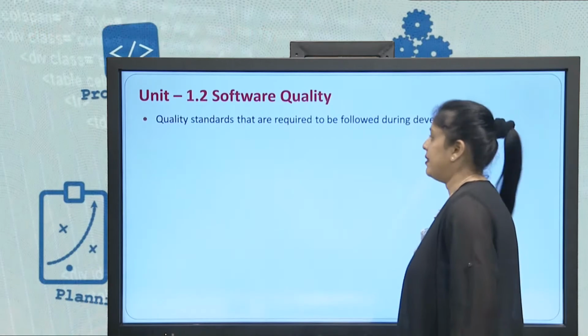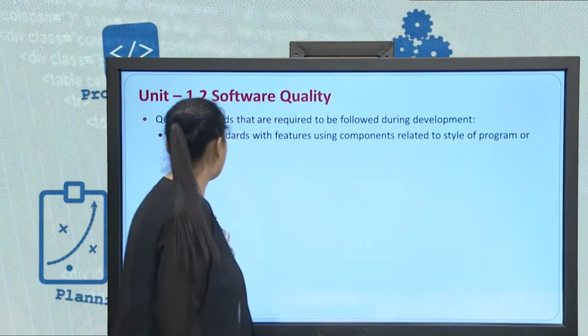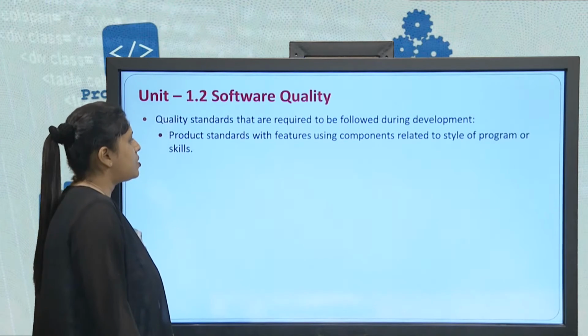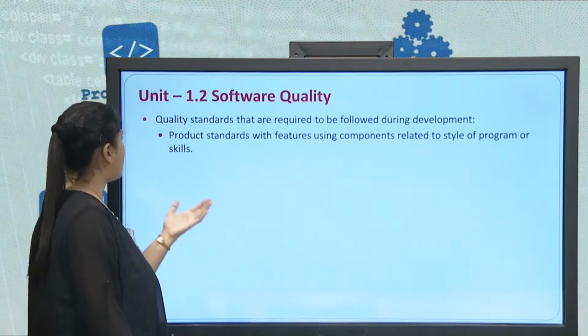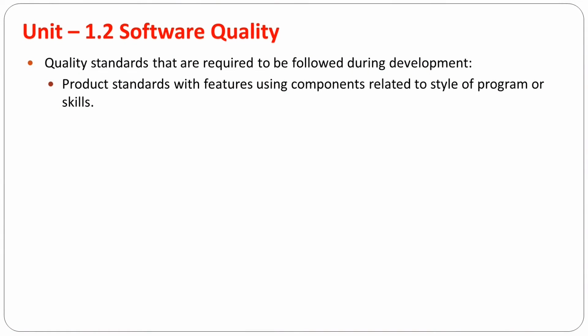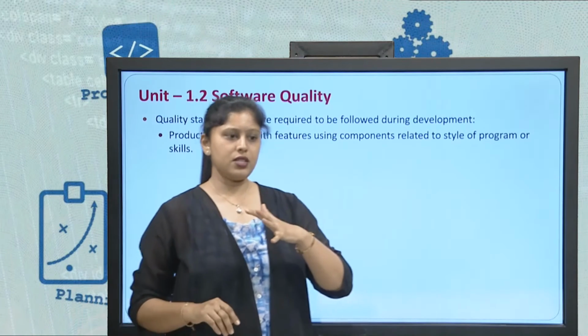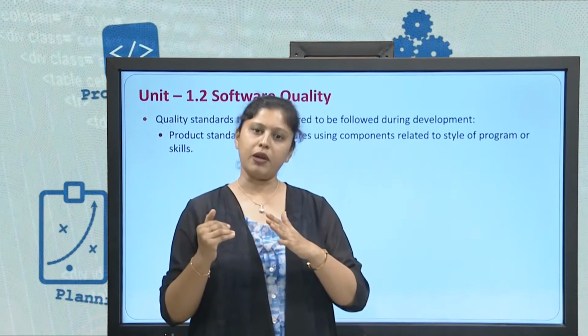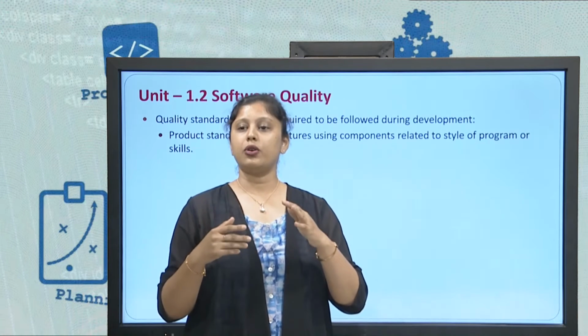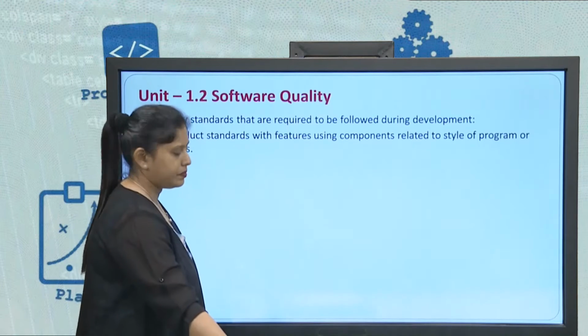the quality standards that are required to be followed during development. What are the standards that are followed? First, product standards, with features using components related to the style of the program or skills, whether my product is proper or not. It requires the skill of a programmer. A programmer is the one who provides the product standards, because if it is coded haphazardly, it is not a good one, but if it is done in a proper coding manner, with all the comments given, that defines the product standards.